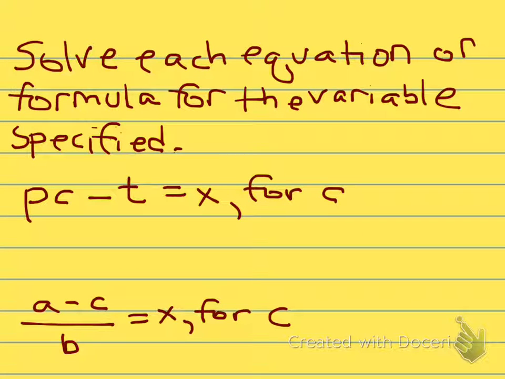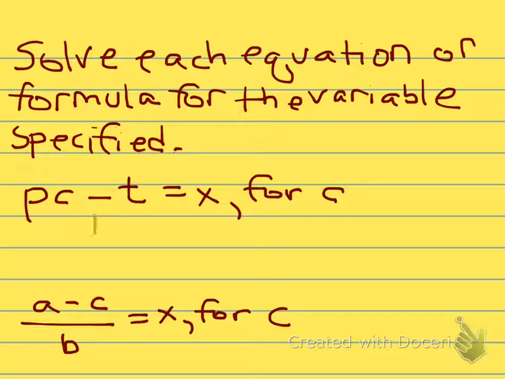of $84. Here we're asked to solve each equation or formula for the variable specified, so we're going to be basically moving things around here to try to get, for the first one, C by itself. So to get C by itself, I'm going to need to move everything away from the C. So on the left side you have a P times C, and then you have minus T.